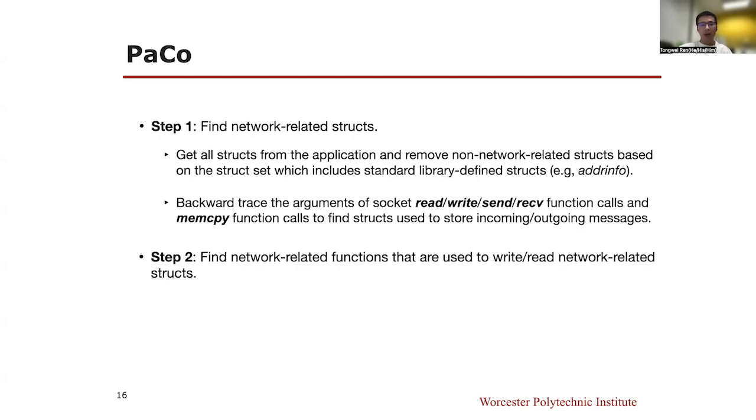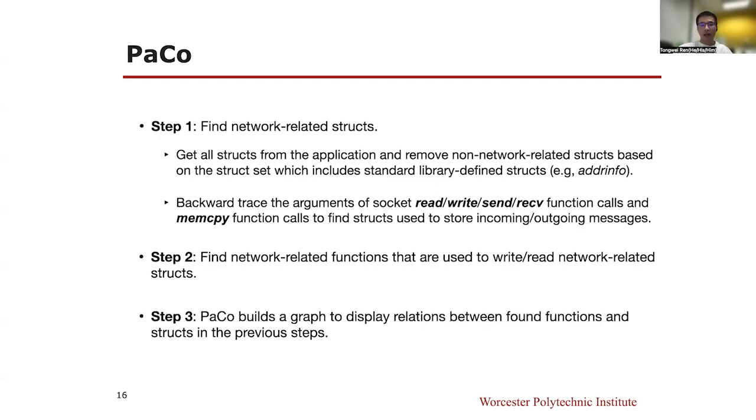Second step, Paco analyzes each function in the application to find all functions that are used to write or read network-related structs Paco found in the previous step. We consider these functions as network-related functions. The third step, Paco builds a graph to display relations between found functions and structs in the previous steps.